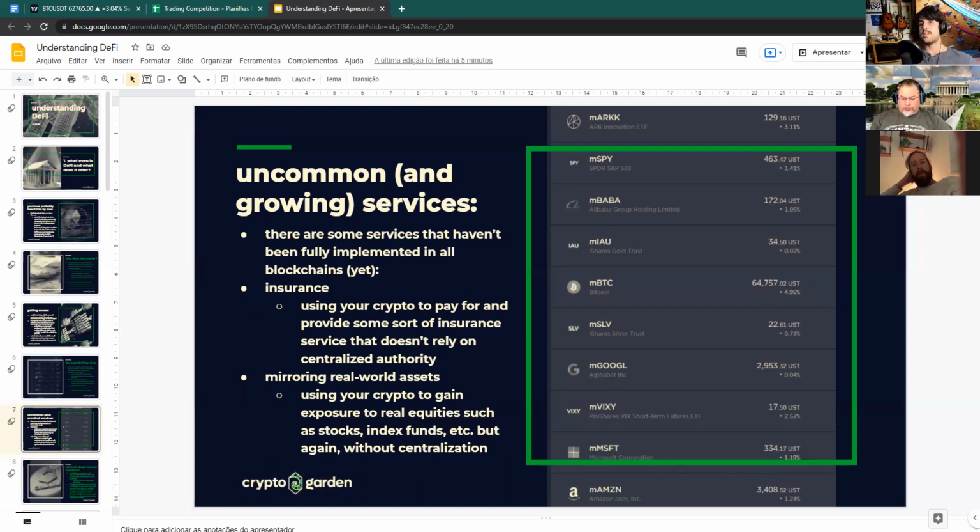So for insurance, you're using your crypto to pay for and to provide some sort of insurance services that does not rely on a centralized authority. There's a very interesting project, I forgot the name, but we'll see a little more about the specific projects later, which is providing crop insurance in Kenya. So if the weather goes bad and the harvest of their crops is not so good, then at least they have some insurance and they can cash some money to get through to the next year, right? And it's not relying on a centralized authority.